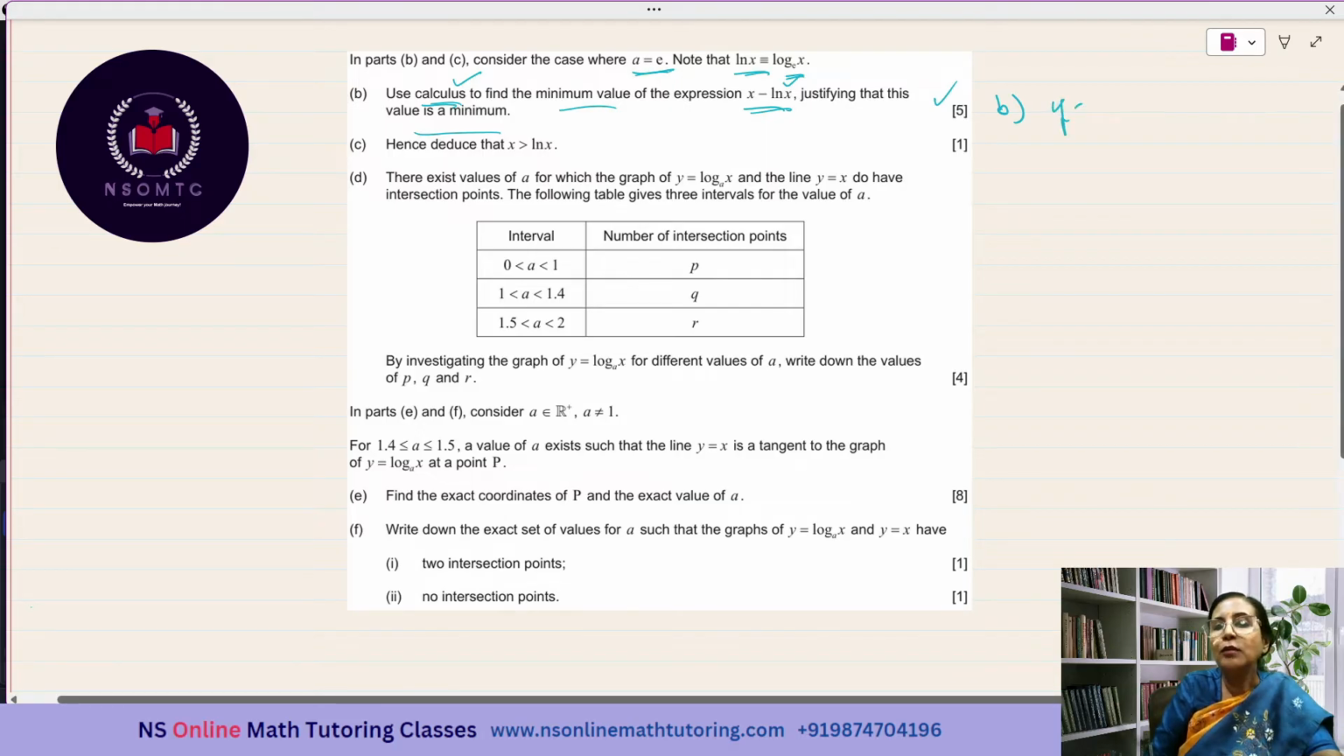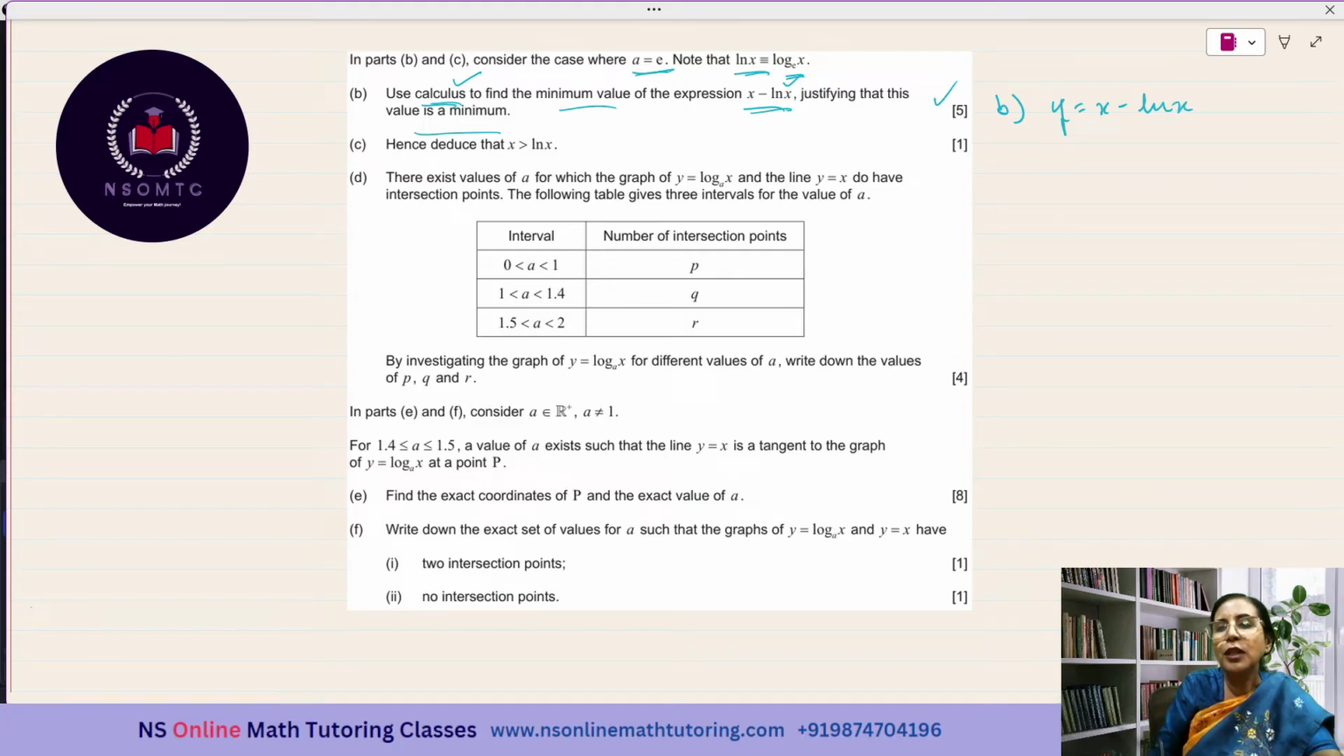y is equal to x minus ln of x. So dy by dx is equal to 1 minus the derivative of ln of x with respect to x, which is 1 over x. And for the minimum point, obviously, dy by dx has to be equal to 0. So 1 over x is equal to 1, or x equals 1. And now we have to prove that it is a minimum point.